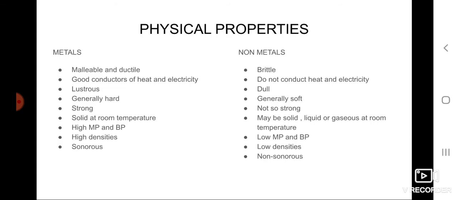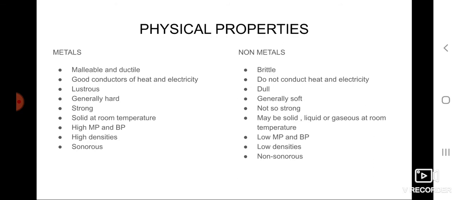Non-metals are generally soft. Only one non-metal, carbon, in the form of diamond, is very hard. Non-metals are not strong, they are easily broken. For example, graphite is a non-metal which is not strong. It has low strength. So when a large weight is placed on a graphite sheet, it gets snapped.